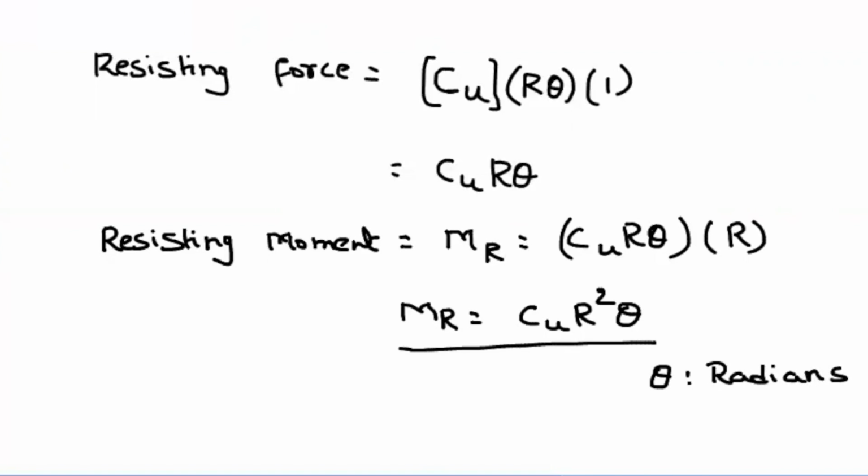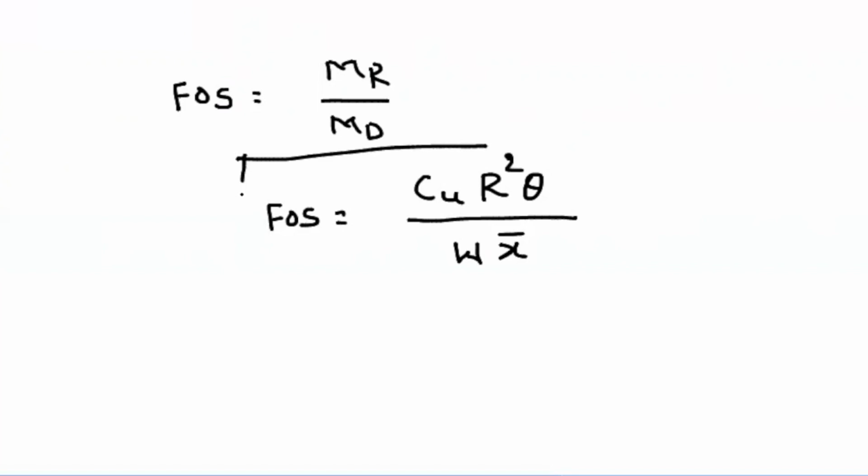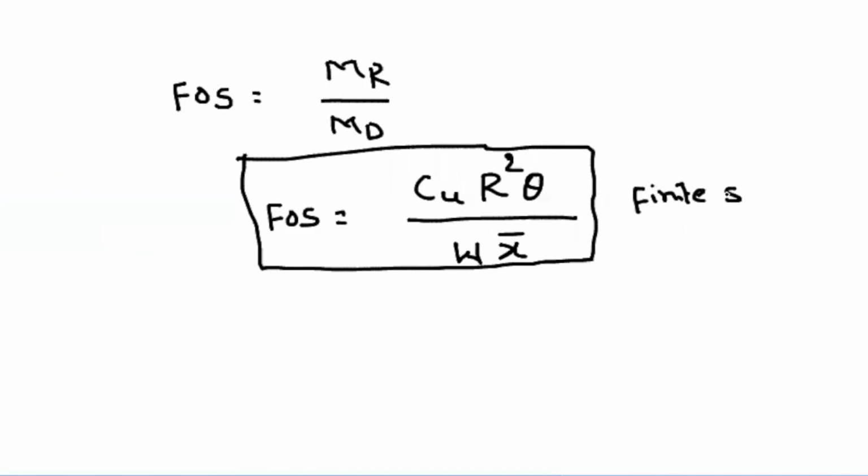All right. Now, what is the factor of safety? If you recall, the factor of safety is equal to the resisting moment divided by the driving moment. What is the resisting moment? Just now we have got it: cohesion in the undrained condition, Cu, into r square into the angle theta subtended by the failure arc, divided by the driving moment, which is the self weight of the failure mass into the distance from the self weight to the point of rotation. By using this formula, we will find the factor of safety for a finite slope in purely cohesive soil.